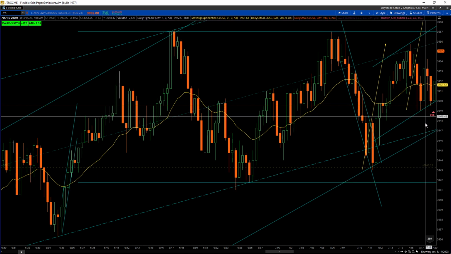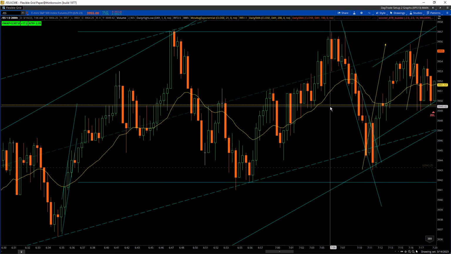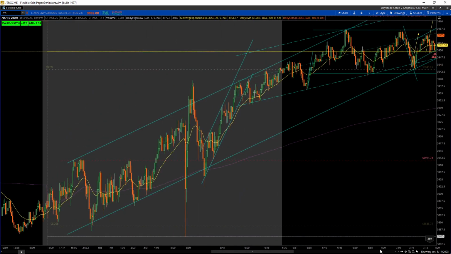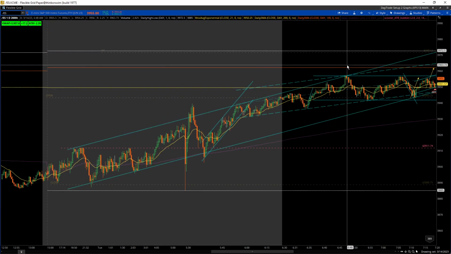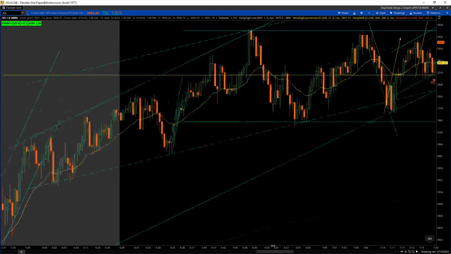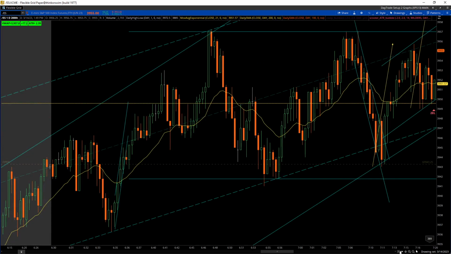It did close above the EMA, and it did bounce off of this yellow line, which is the daily simple moving average. And I just want to point out that this orange line is the daily simple moving average 100, and this is the 200. So it did bounce off of there, but it wasn't enough information for me to feel comfortable taking a trade.